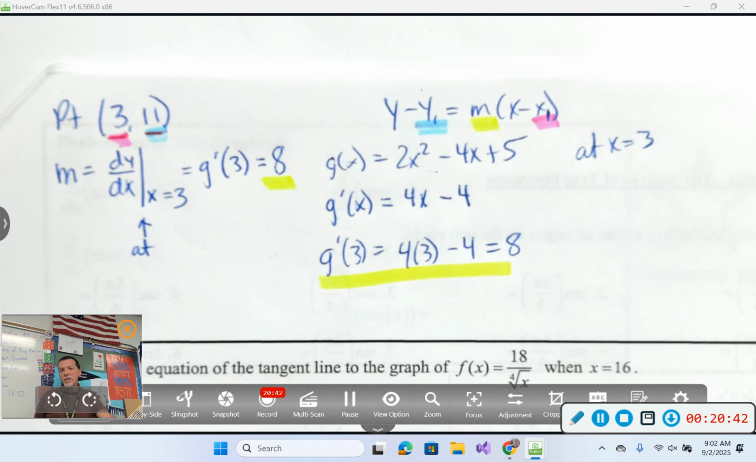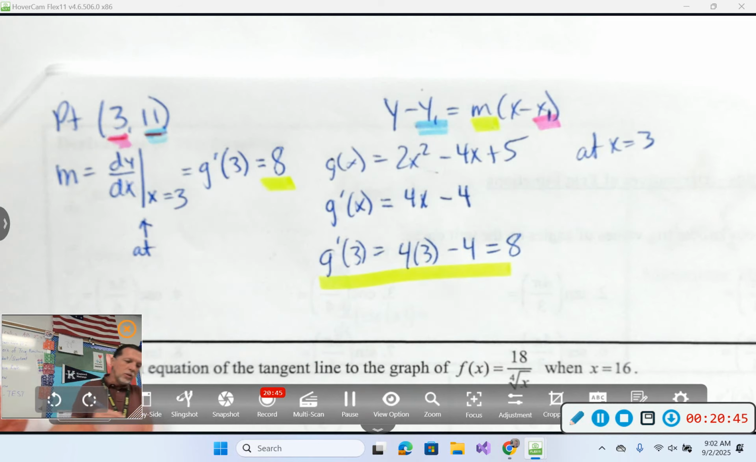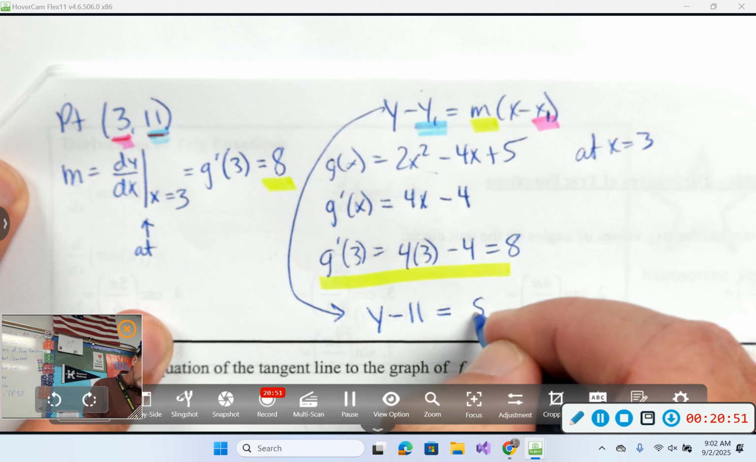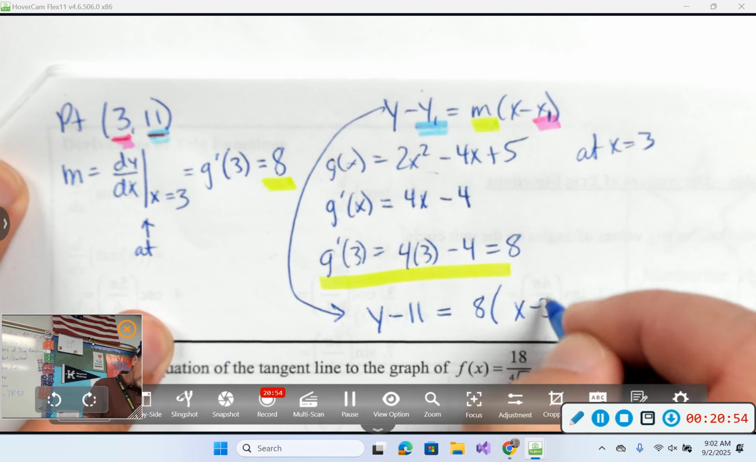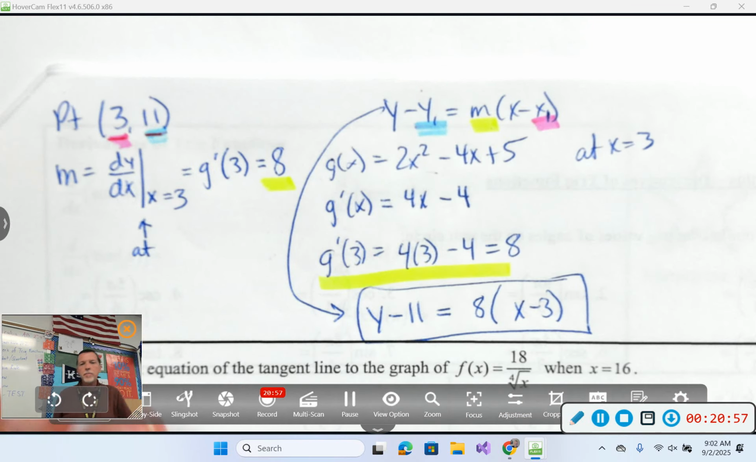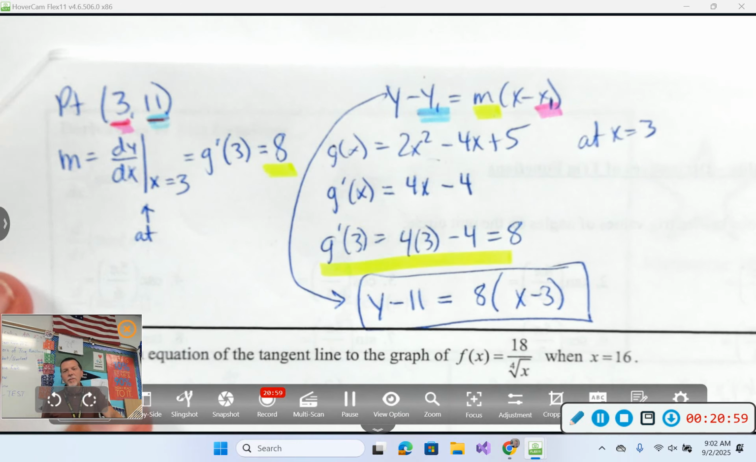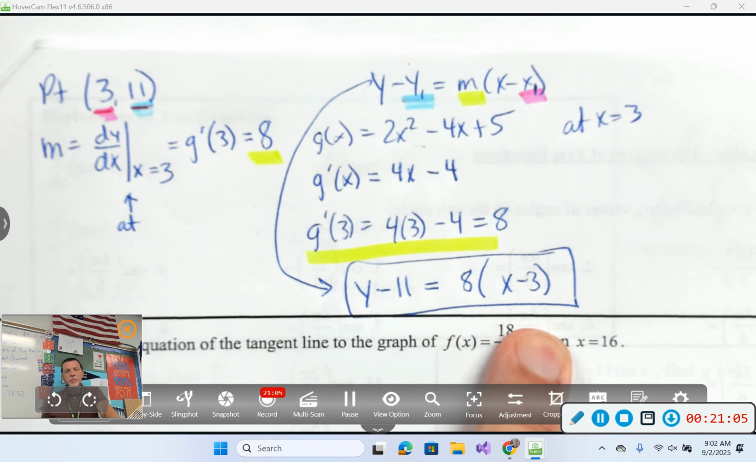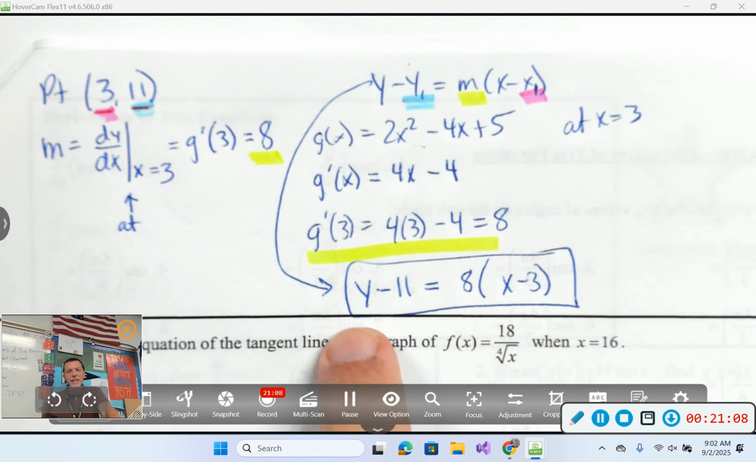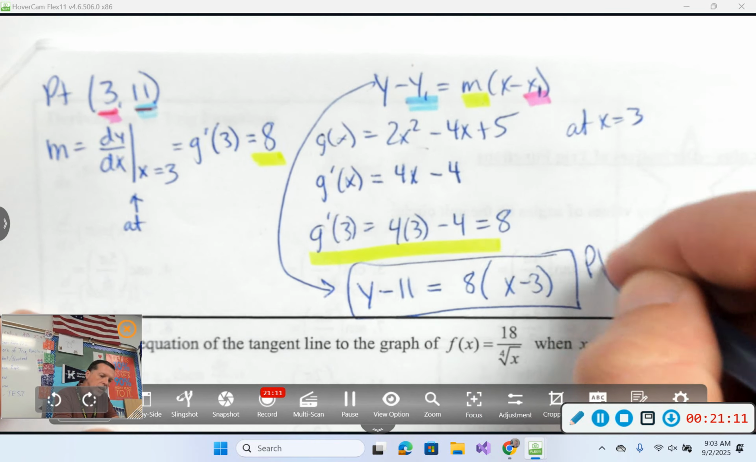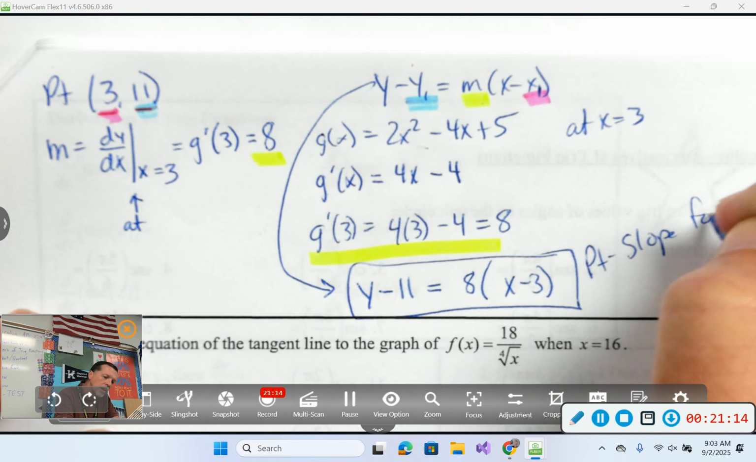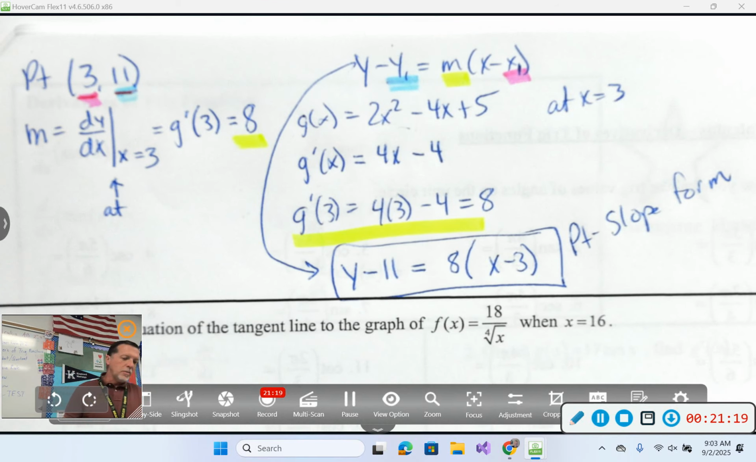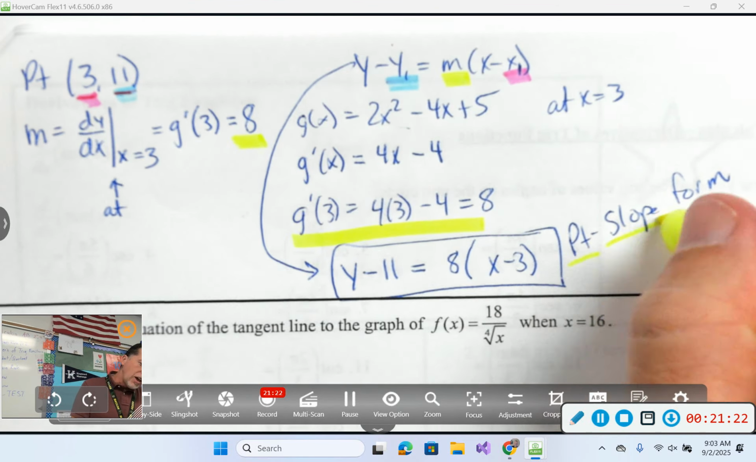So now I've got my point, I've got my slope. I can plug into the point slope form of the line. Y minus 11 equals 8 times x minus 3. Point slope form. Again, if you want to move things around and get it into y equals mx plus b, fine, but you don't need to do that. Like, leave it alone. And if you remember that it's called point slope form, the reason it's called point slope form is because you need a point and a slope.